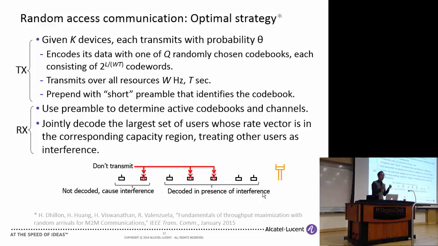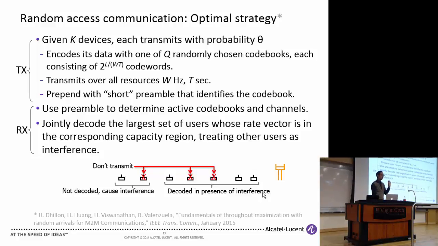The optimal strategy in the multiple access channel is to have each of the devices transmit over all of the time-frequency resources. They're all overlapping in time and in frequency, and you have to use some sophisticated successive interference canceller to jointly demodulate all of these devices. So that's the conventional optimal strategy for a multiple access channel.